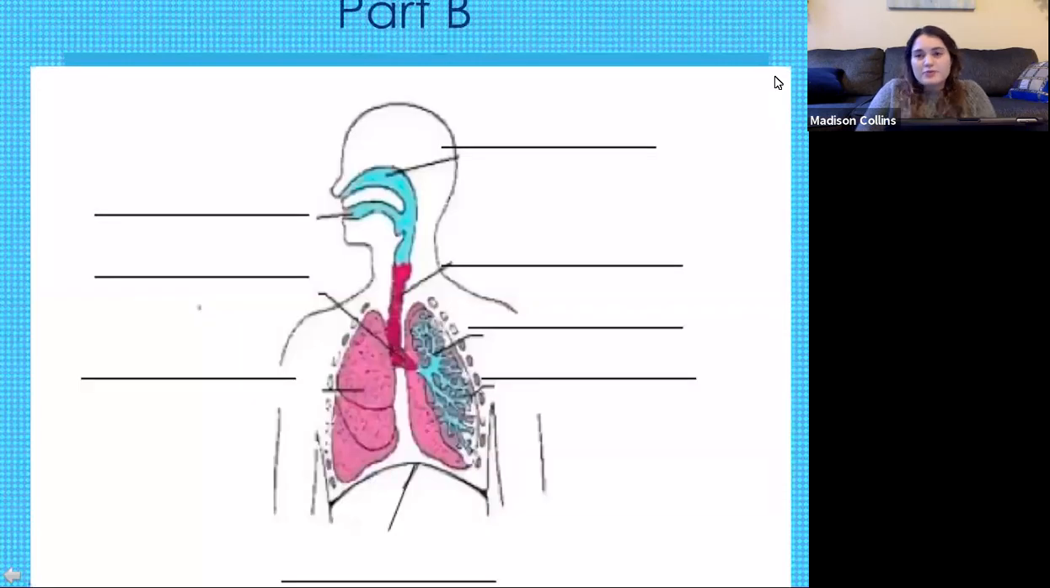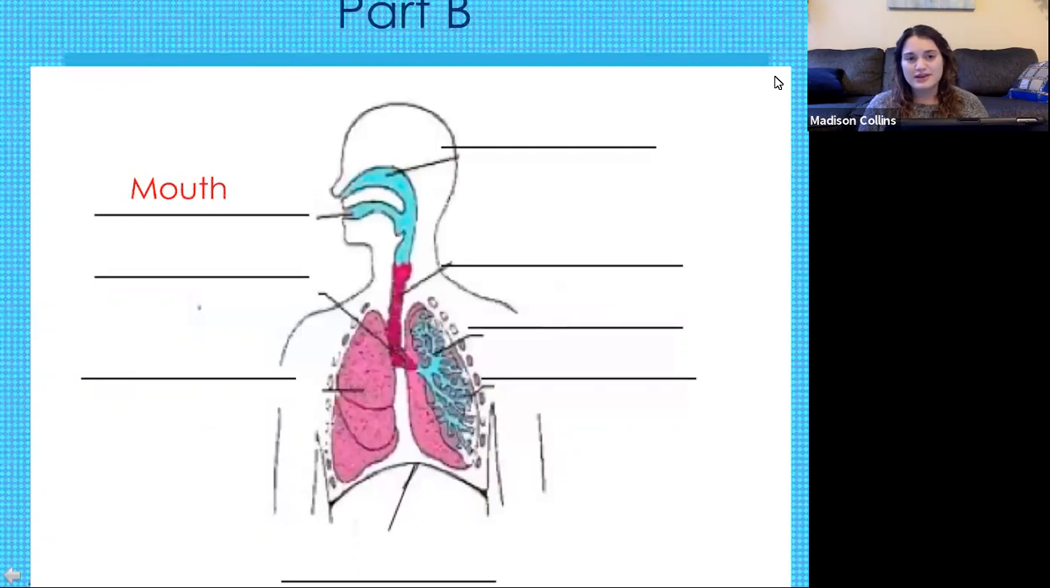Now, on your paper, there's also a picture of where we find these structures inside the respiratory system. Now, I know a lot of you aren't going to be able to write on this diagram, but if you have the capability, go ahead and draw arrows pointing to where we find these structures. You have the word bank on your paper, and I want you to fill in where we find these structures. All right, the first organ we need to know about the respiratory system is your mouth.